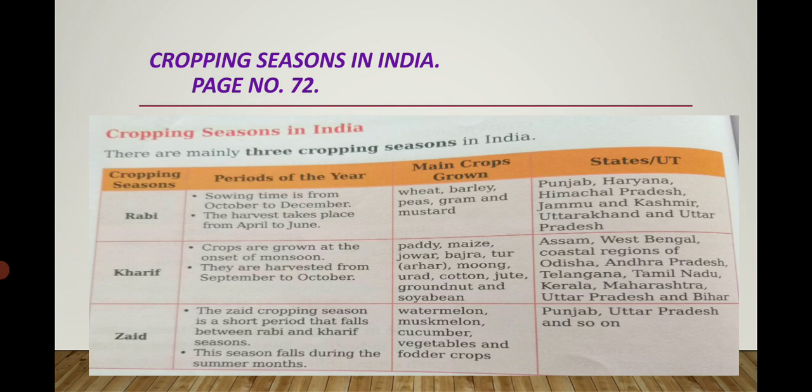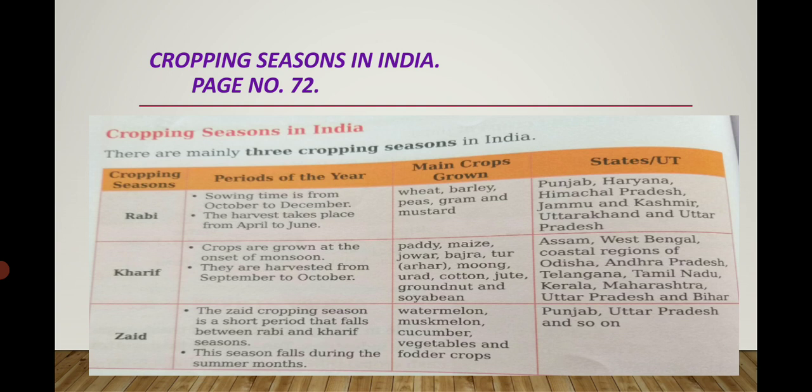And the main crops grown are paddy, maize, jowar, bajra, tur or arahar, moong, urad. These are types of pulses, okay? Cotton, jute, groundnut and soybean. And the states growing these crops during the Kharif season are Assam, West Bengal, coastal regions of Orissa, Andhra Pradesh, Telangana, Tamil Nadu, Kerala, Maharashtra, Uttar Pradesh and Bihar.